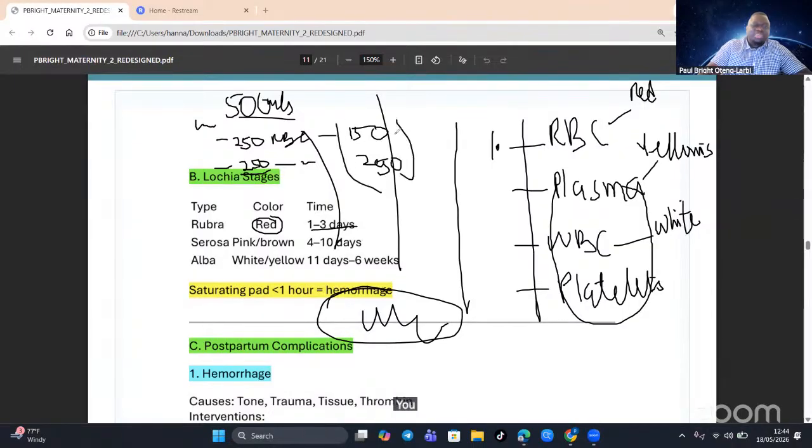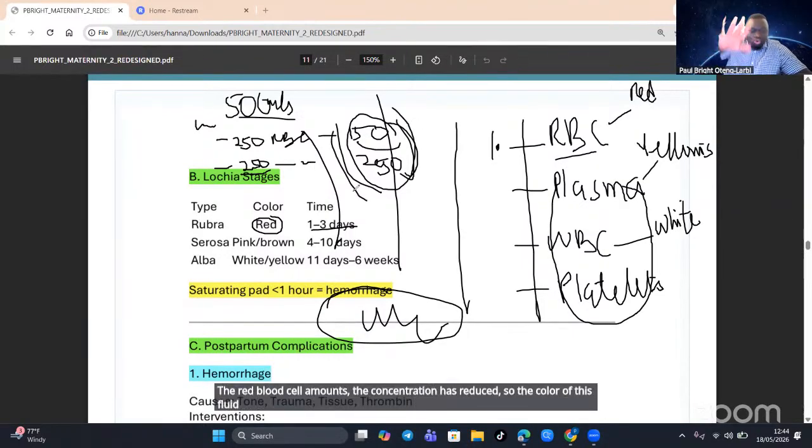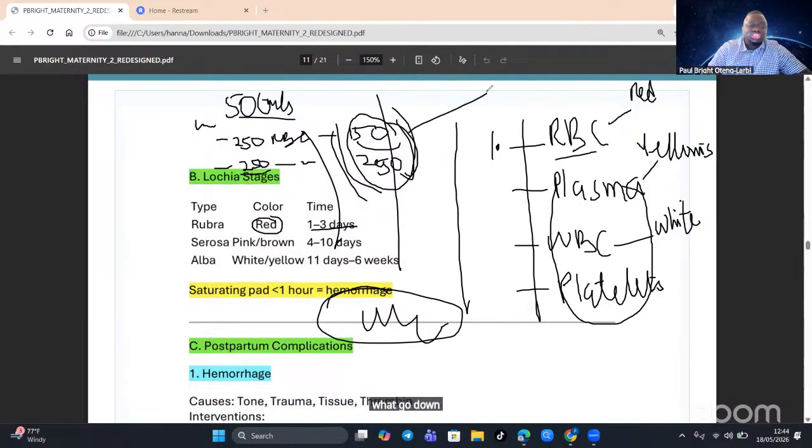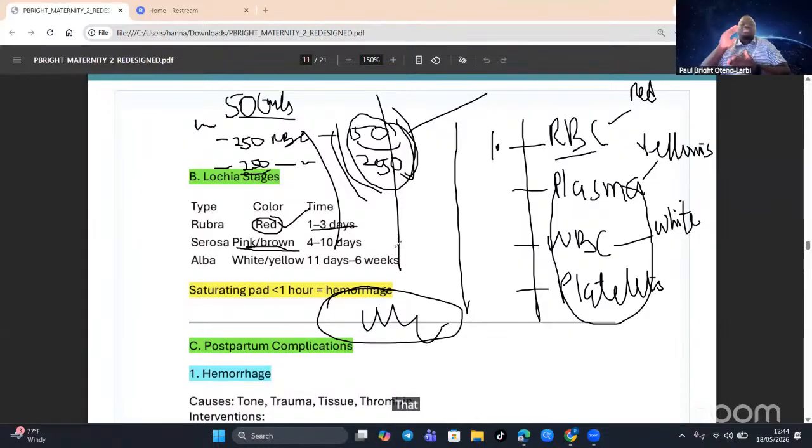You realize that when you mix this blood, the color will not be thick red or bright red or dark red, because the red blood cell concentration has reduced. So the color of this fluid will go down. It will change from the red you saw the first time to what? Pink or brown. That should tell you that the red blood cell amount is reducing, though the plasma and the white blood cells are still there.